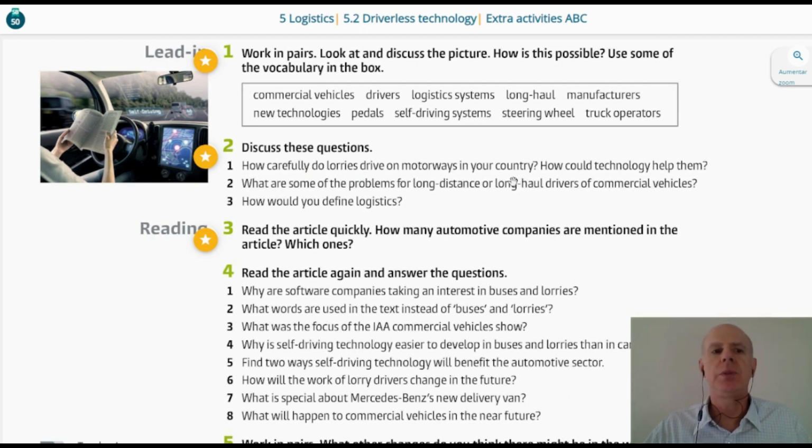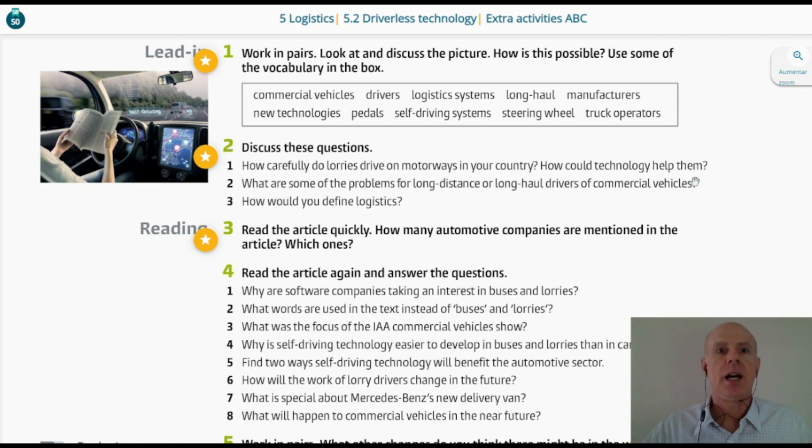Well, some people would say that some lorry drivers are careless about the other vehicles. I can't say that, but some people say that. How could technology help them? Cameras are now helping them when they go backwards or when they have to analyze what's happening behind them.